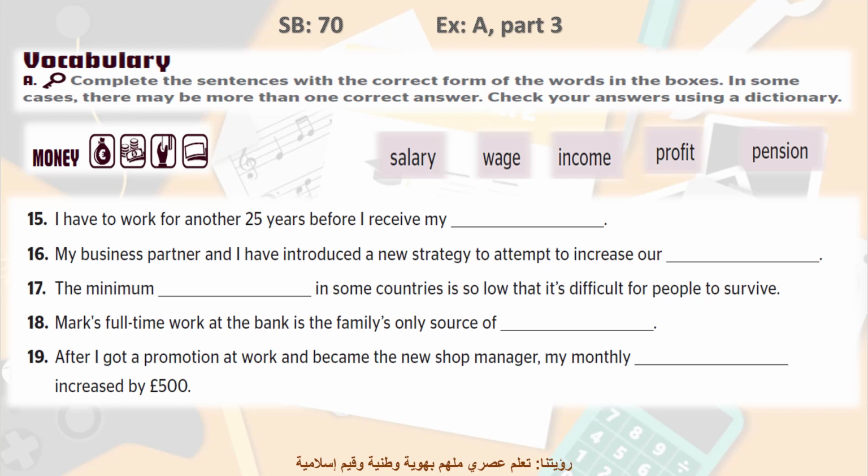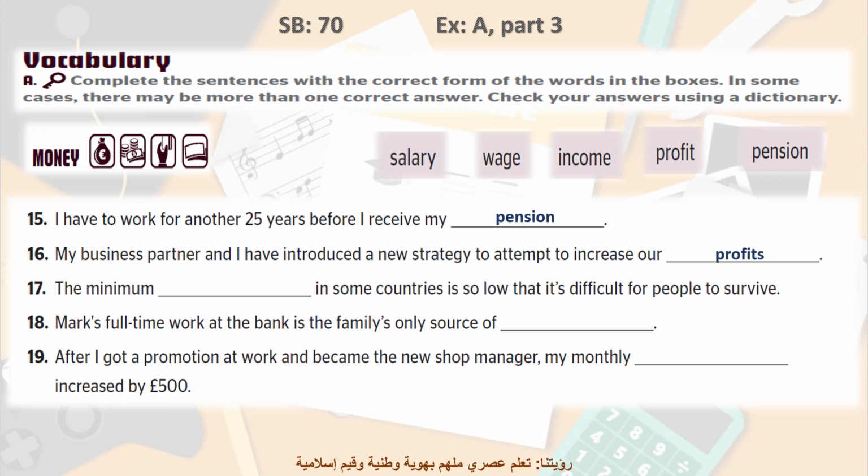Now again, pause the video, do the exercise, and play the video again to check your answers. Here are the answers. Number 15. I have to work for another 25 years before I receive my pension. 16. My business partner and I have introduced a new strategy to attempt to increase our profits.